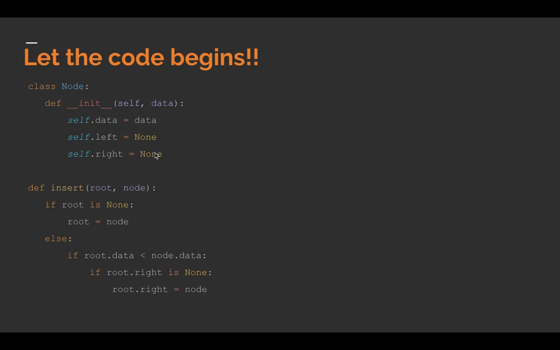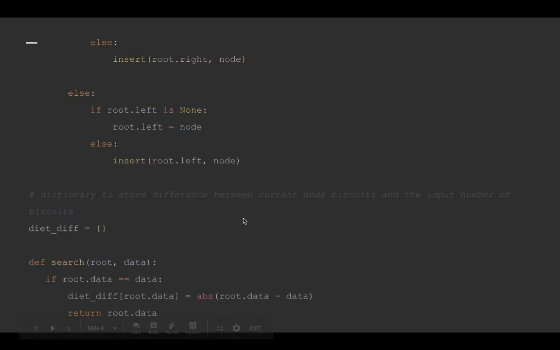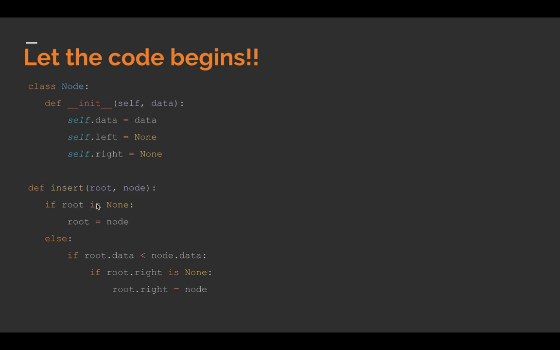Then I have defined an insert function to insert new nodes. The insert function will take two parameters, the root node, because whenever we want to insert any node we should be starting from the root node to check the position of the node that we are going to insert.